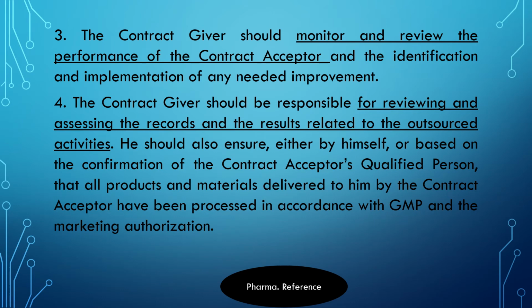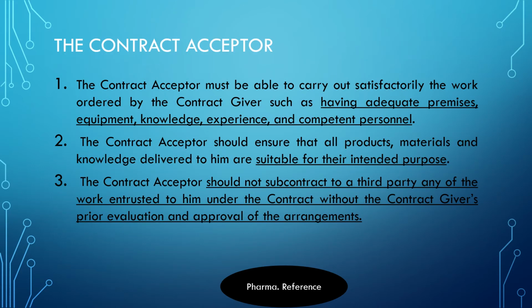The contract giver should monitor and review the performance of the contract acceptor and the identification and implementation of any needed improvements. The contract giver should be responsible for reviewing and assessing the records and the results related to the outsourced activities. He should also ensure, either by himself or based on the confirmation of the contract acceptor's qualified person, that all products and materials delivered to him by the contract acceptor have been processed in accordance with GMP and the marketing authorization. The contract acceptor.